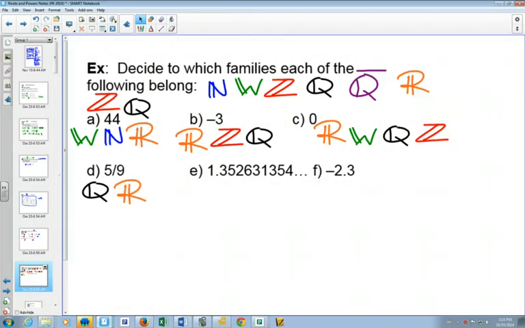1.35 is irrational. It's not repeating. And real. And the last one? Rational. Real. It's not an integer.